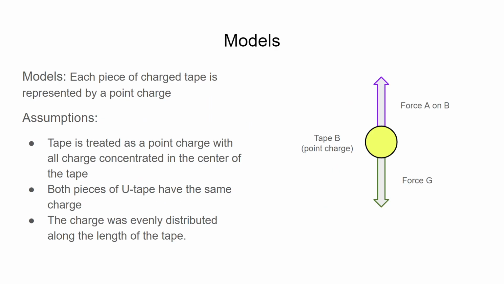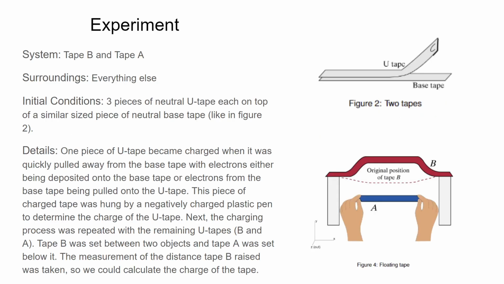Models: each piece of charged tape is represented by a point charge. Assumptions: tape is treated as a point charge with all charge concentrated in the center of the tape. Both pieces of tape have the same charge. The charge was evenly distributed along the length of the tape. Experiment: the system was tape B and tape A. The surroundings was everything else.